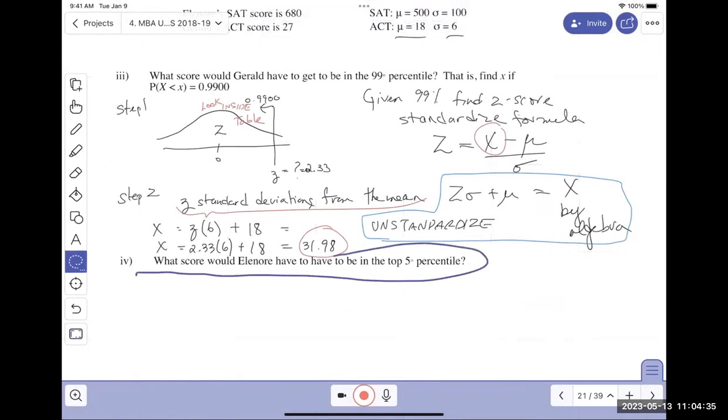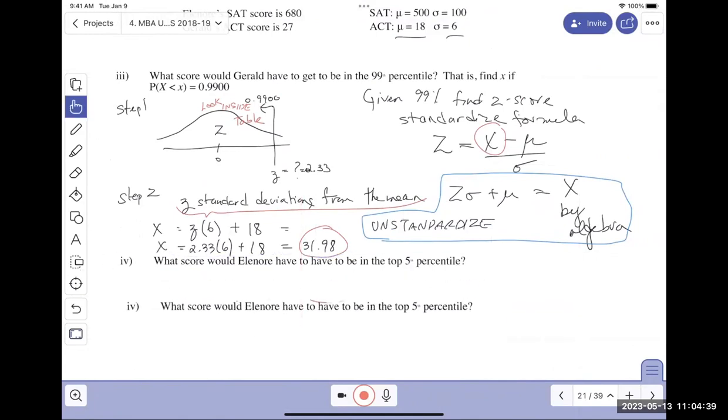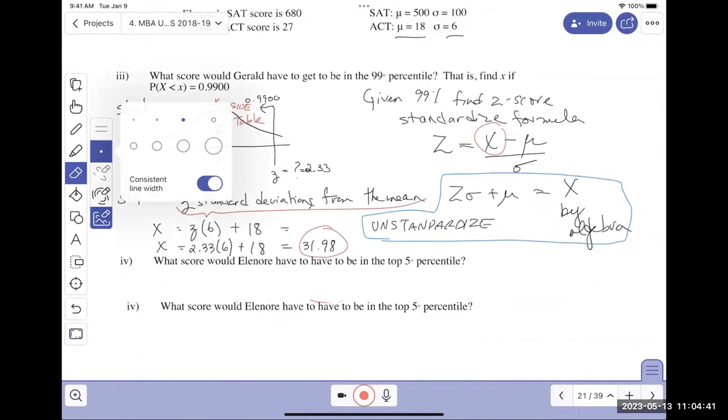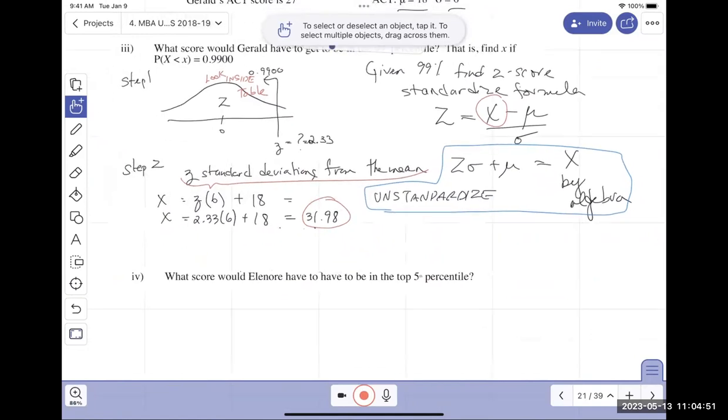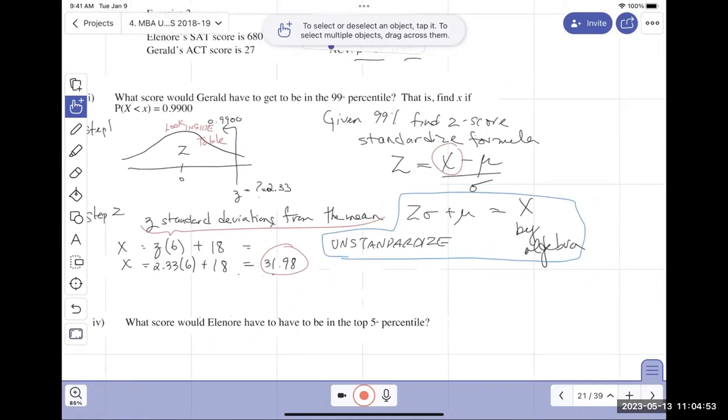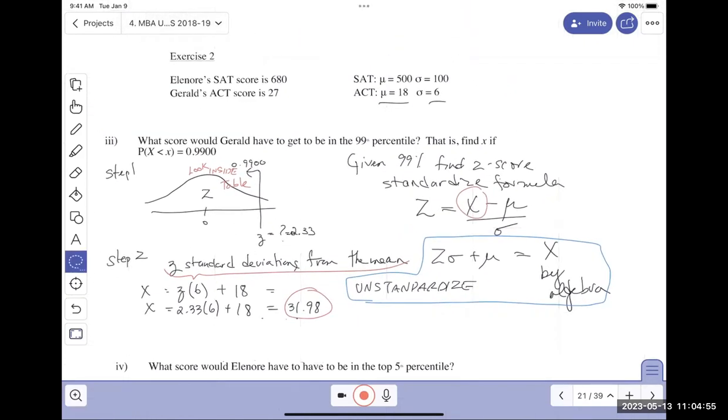So this is again a backward problem. I know it's an inverse or a backward problem because I was given a percentage. When I'm given a percentage, I know I have to work backwards. So in this case, let me get Eleanor's data. I'll get all the data here.